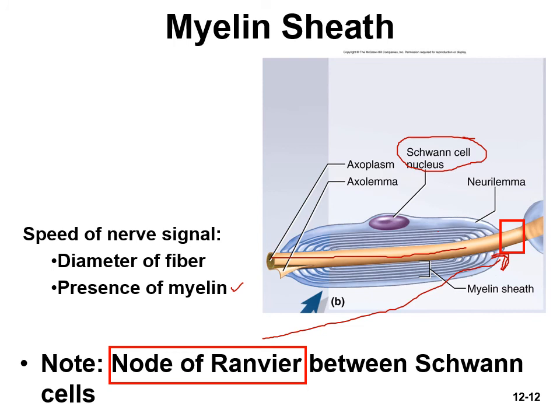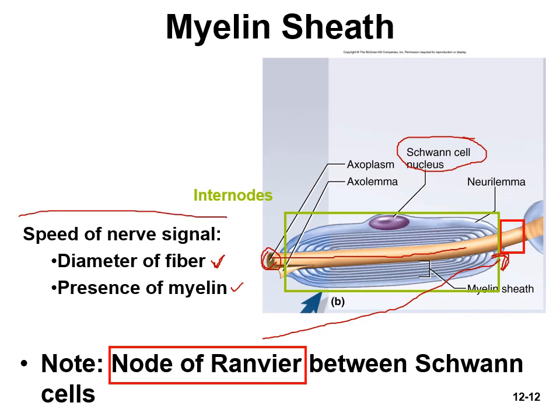And another item that will regulate how fast the signal can pass down the axon or the nerve is going to be the diameter of the fiber. So how thick the actual nerve is. A small nerve will be easier to stimulate, which means it will travel faster, whereas a larger nerve will take a little bit more stimulation, so it will slow down the signal. So the two factors that will determine the speed of the nerve signal at the end of the day will be the diameter of the fiber and the presence of the myelin.